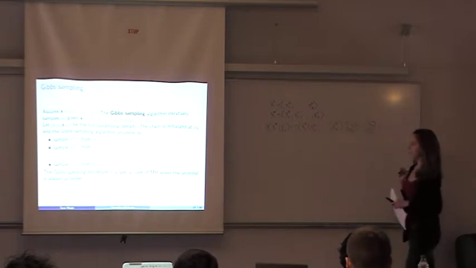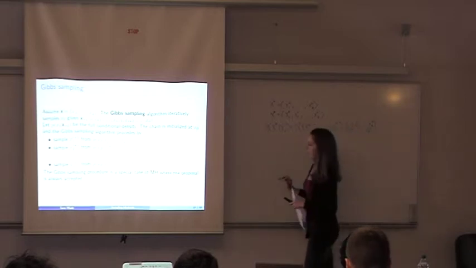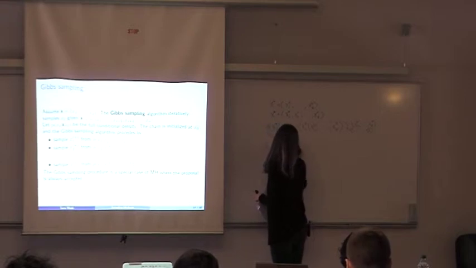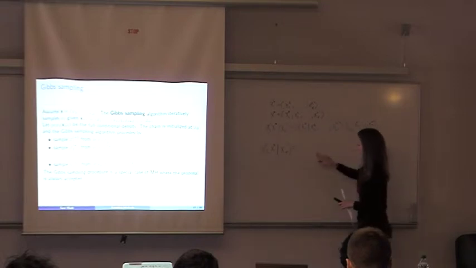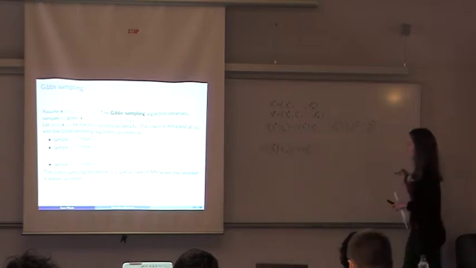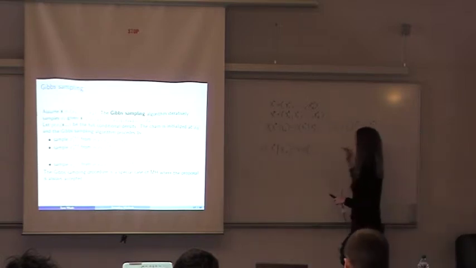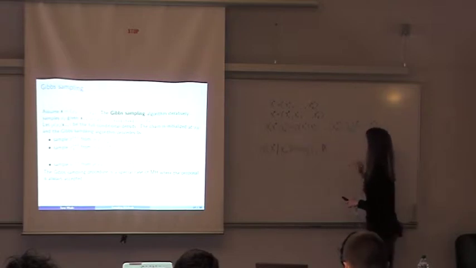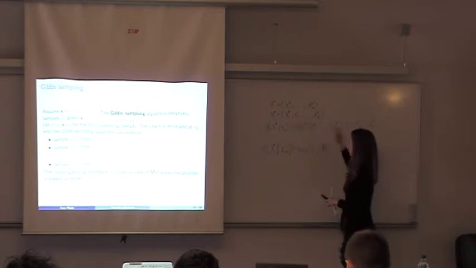Now, in this case, what's our acceptance probability? Our acceptance probability is, again, the minimum between 1 and the ratio. So we have our target evaluated at our proposal.